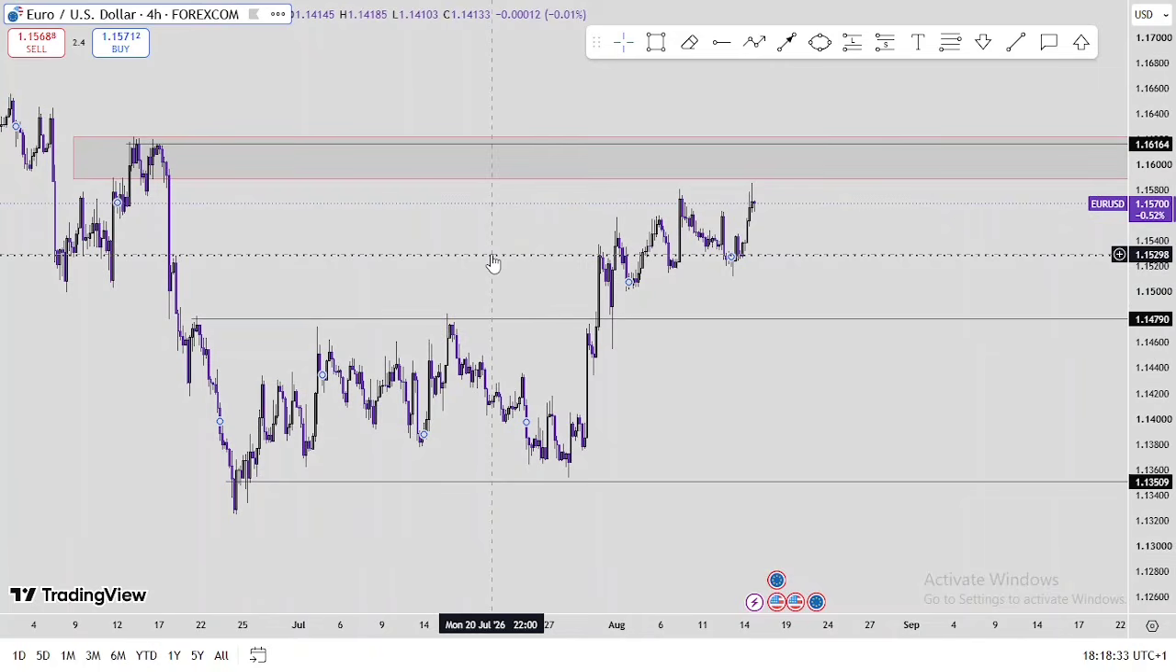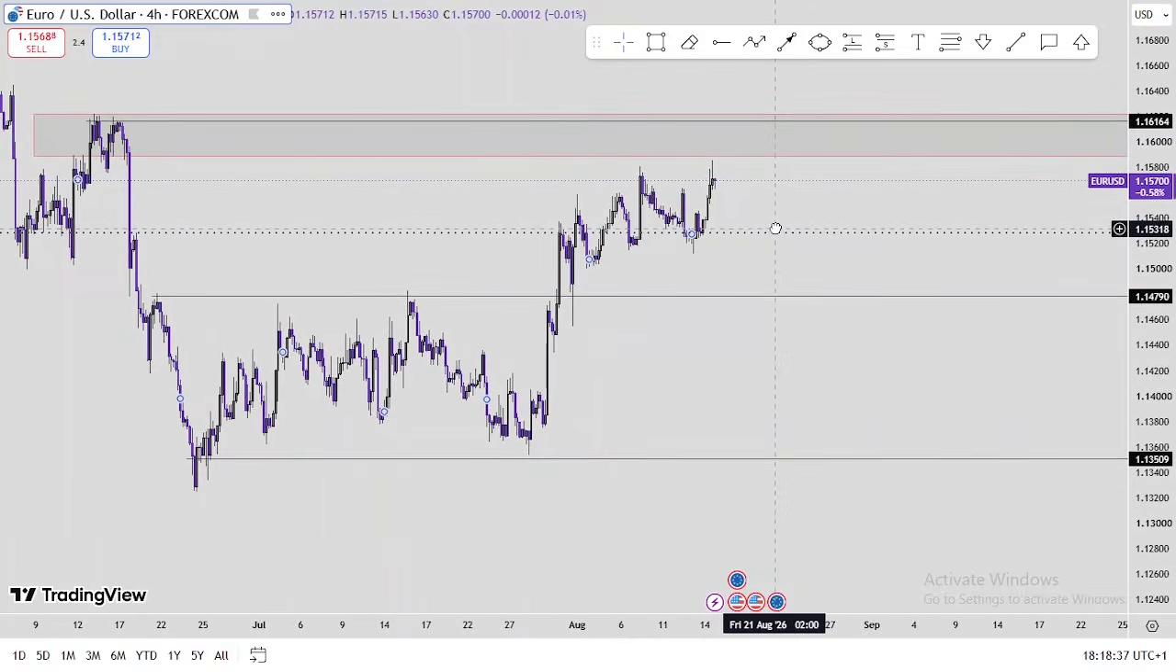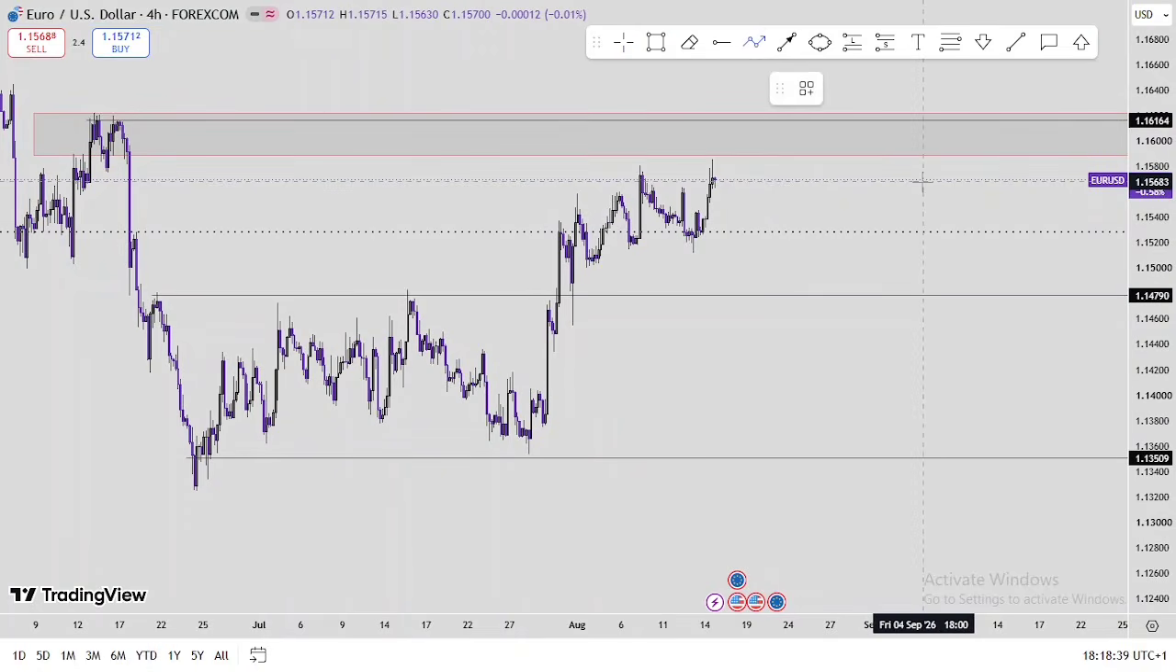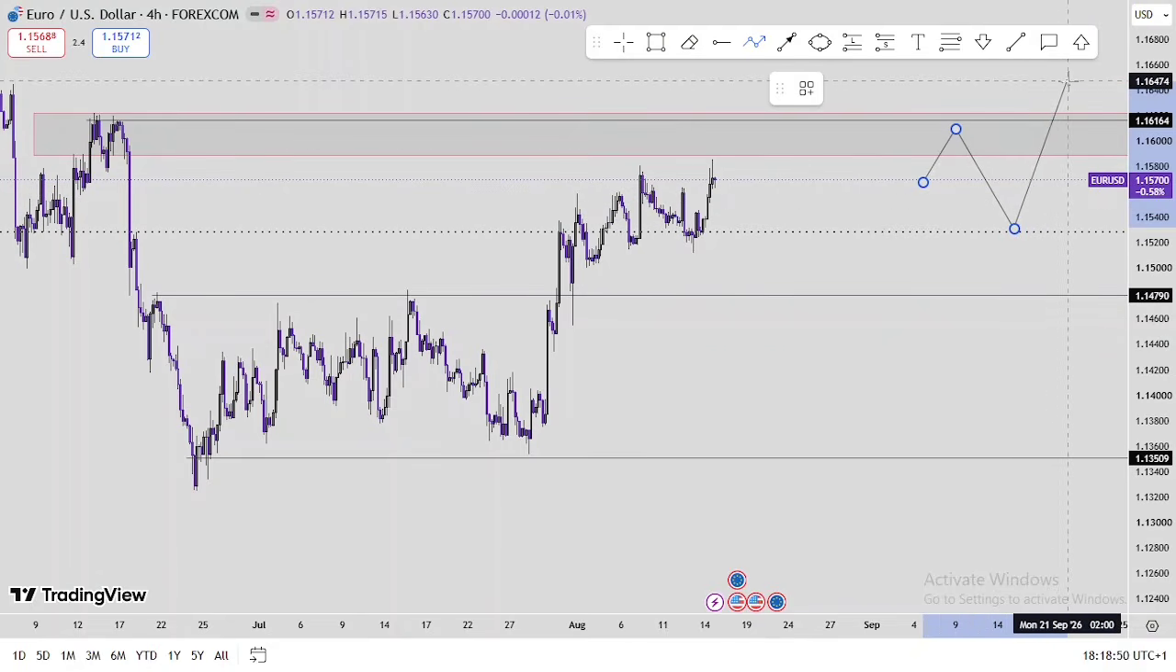So if you're looking for continued buys, first of all, you might see price come back to these areas, this supply area here, before pulling back to say in and around here, and then potentially breaking this area.